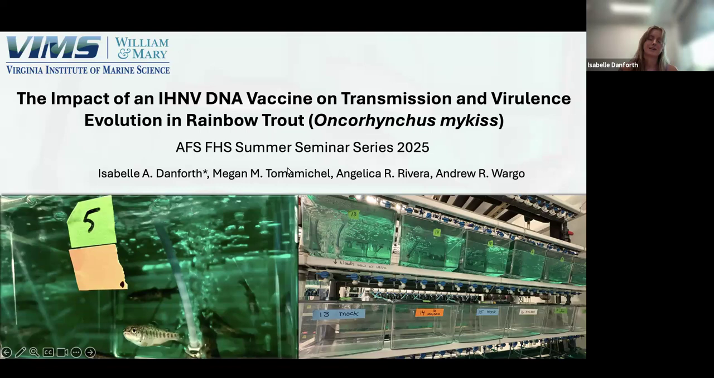Awesome. Well, thank you for that introduction, Matt. So Melina showed you earlier how it seems as though virulence in IHNV is kind of increasing through time, but rainbow trout are a farmed species where there are a lot of farm-related factors, like vaccination, that can also influence the evolutionary trajectory of virulence. So I'm going to pivot to talking about how an IHNV DNA vaccine might be influencing transmission and virulence evolution here.